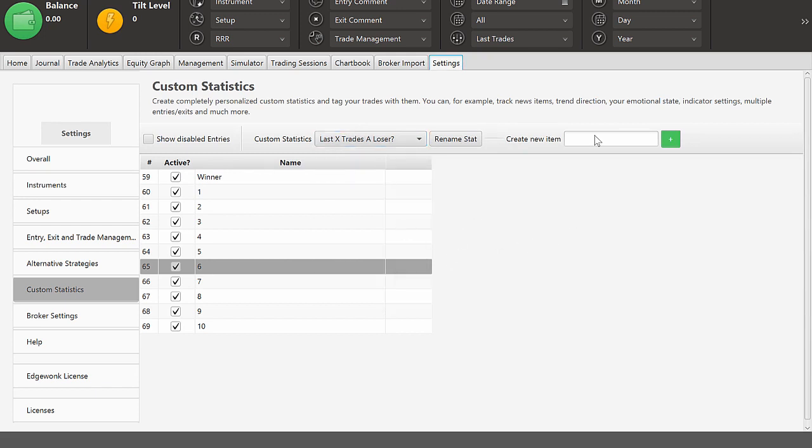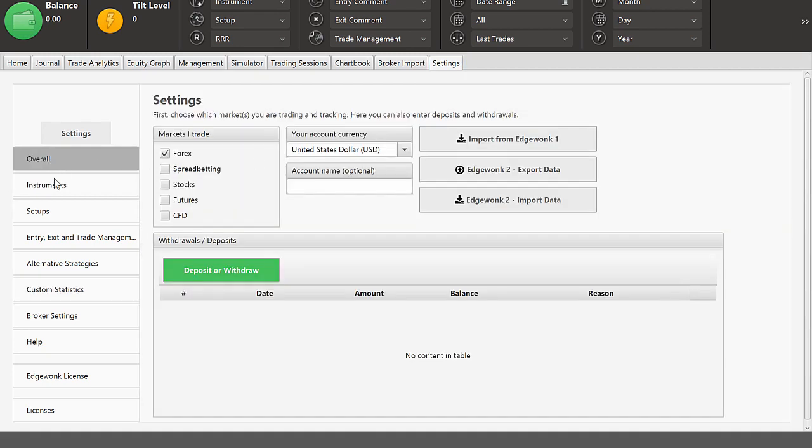Okay, that's it so far. I will export my settings as well and upload them to the internal forum so you can download them and import them into your Edgewonk if you want to track the same stuff as me.